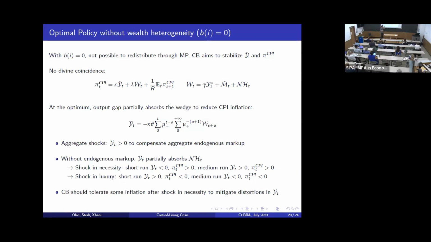So when you have a shock in necessity, in food, you basically want to have the output gap that's slightly negative to absorb the non-elastic wage, and inflation that's slightly positive to avoid having the output gap be too low. So you want to target CPI, but you don't want to target it too strongly. Otherwise, you're going to have too much distortion in the output gap.